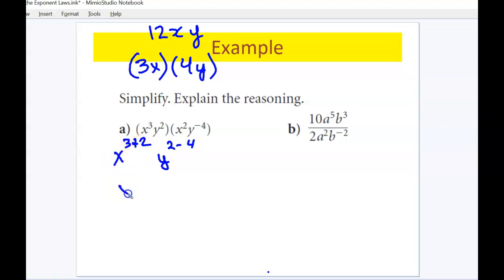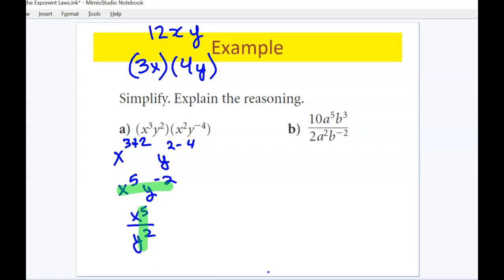So 3 plus 2 is going to give me x to the fifth. 2 minus 4 is going to be negative 2. Now, some books will allow you to have a negative exponent in your final answer. If you recall, the negative exponent means I just bump that base down to the bottom and the exponent becomes positive. So this would be the same thing as that. So these two answers here are exactly the same. They're just written in a different format.